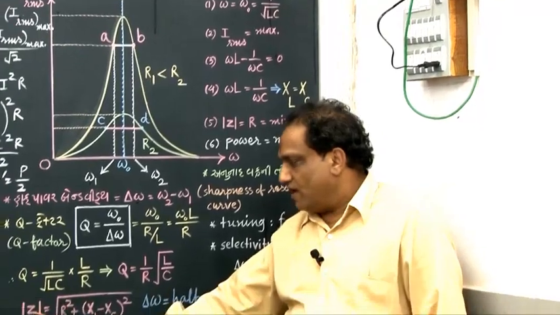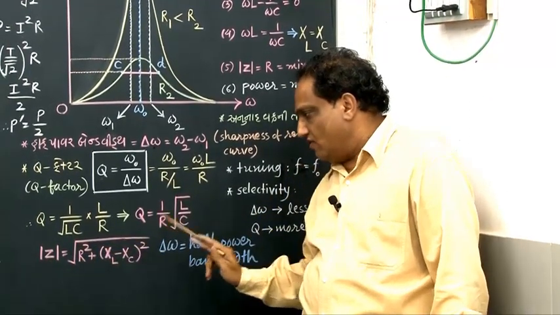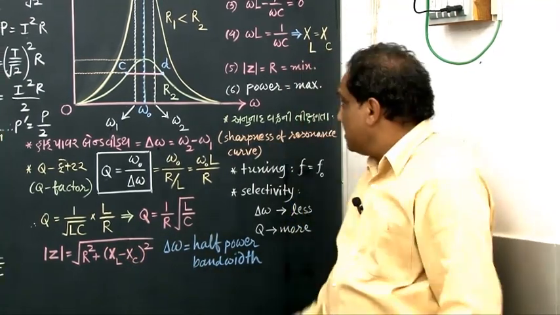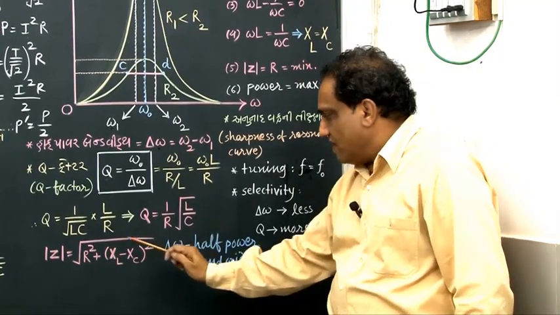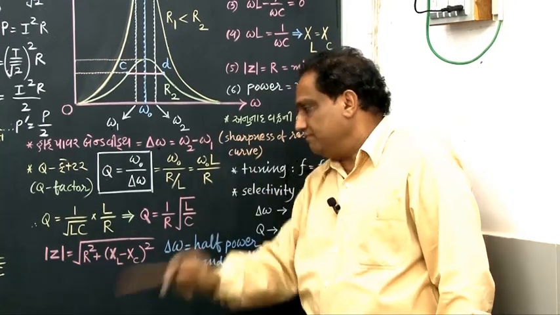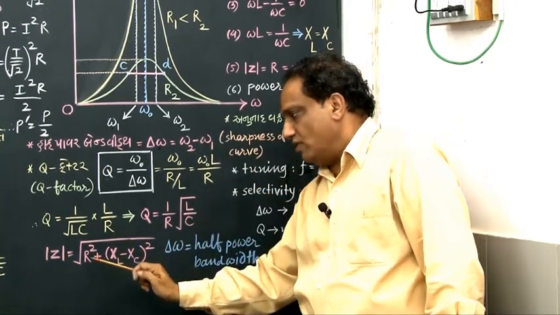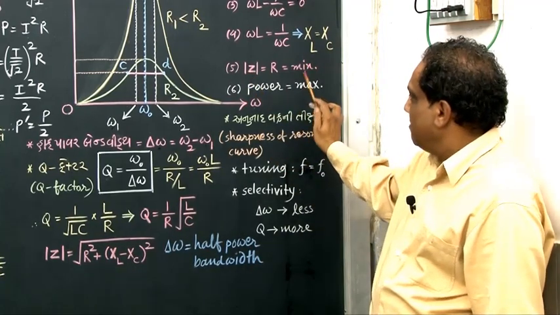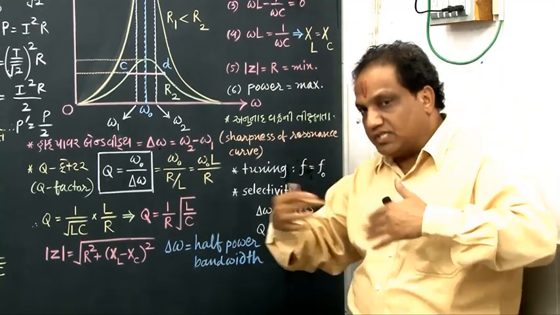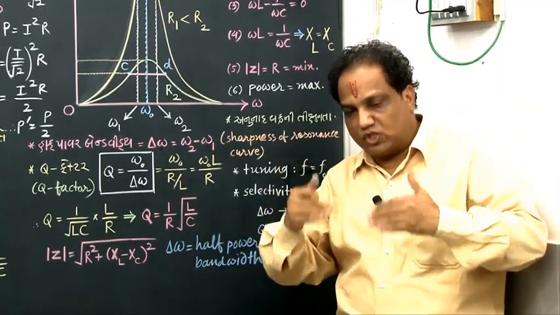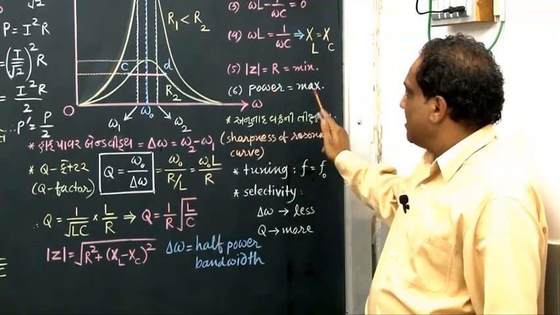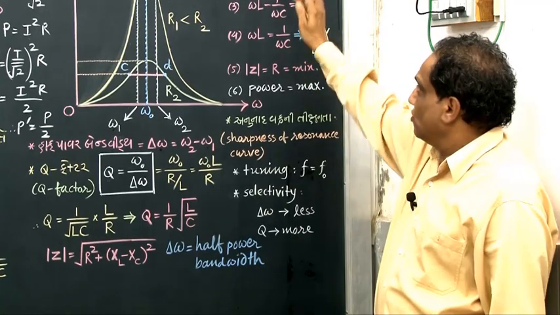Now tell me, what was the formula for mod Z? The formula was under root of R square plus XL minus XC whole square. At the time of resonance, when XL equals XC, this part will become 0. When this is 0, mod Z will become minimum, and under root of R square will be only R. So the value of mod Z becomes minimum, equal to R. And because of minimum impedance, maximum power is transferred between the source and the circuit. So power consumption is maximum. Okay, these are the noteworthy points.